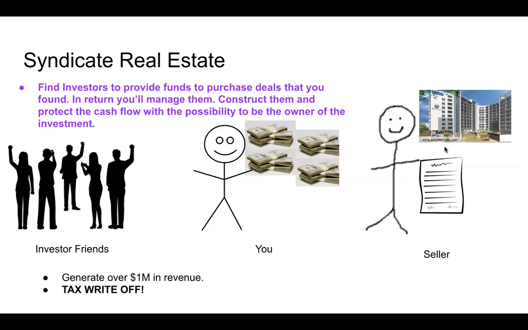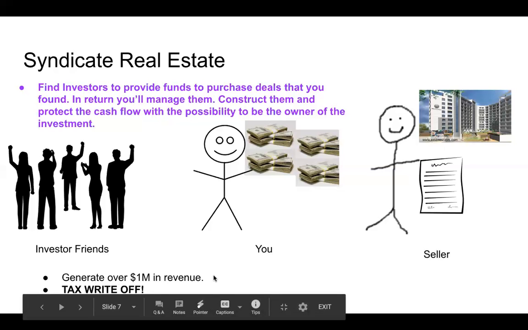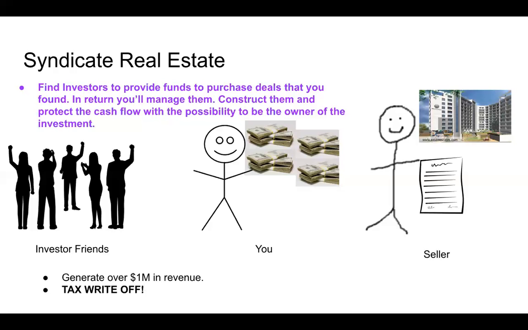Okay, so hopefully that's not too complicated to understand. But essentially, all you're doing is using other people's money to get something that you want, and it's all legal. People do this every single day. So our goal is to generate over $1 million in revenue doing this type of technique. And again, it's a tax write-off because we want to keep as much money as we can, no matter how many opportunities we take a part of. We always want to be able to write off on our taxes.